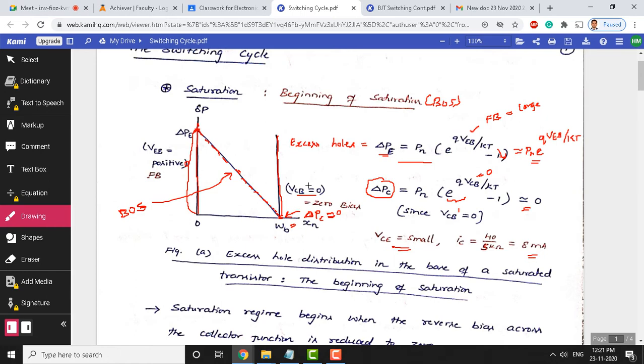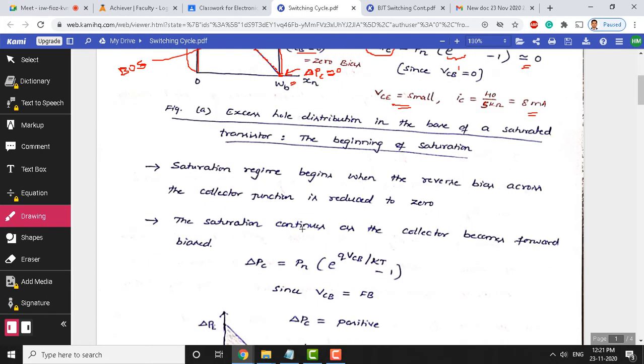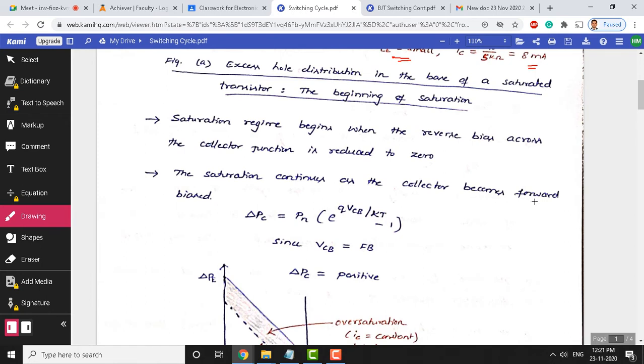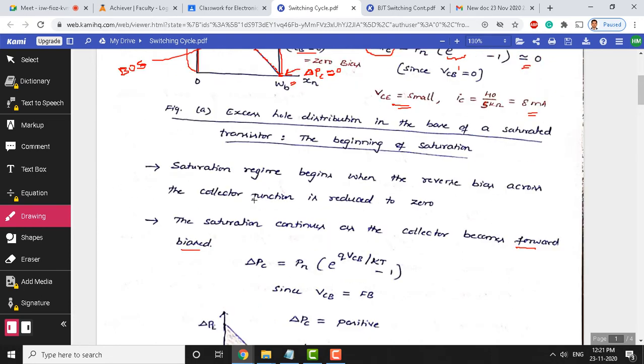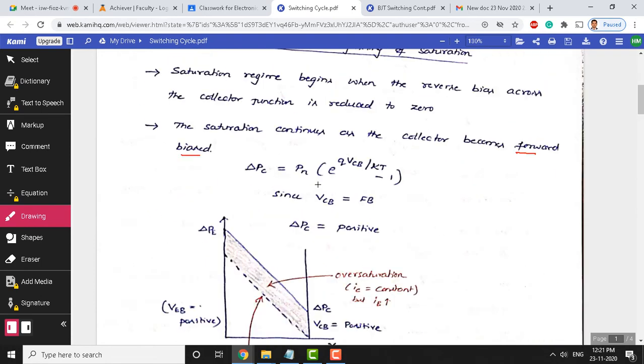Now, let us see when the collector base junction is forward biased. Saturation continues as the collector becomes forward biased. Saturation will progress further when we apply forward bias. We have seen earlier the collector base junction at 0, but now we will see what happens when the forward bias voltage is maintained at the collector and base.